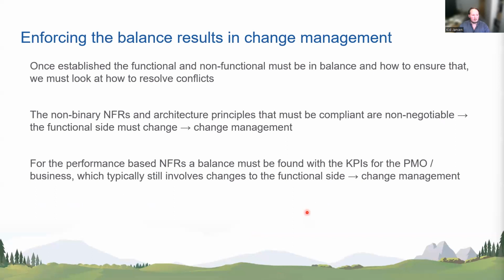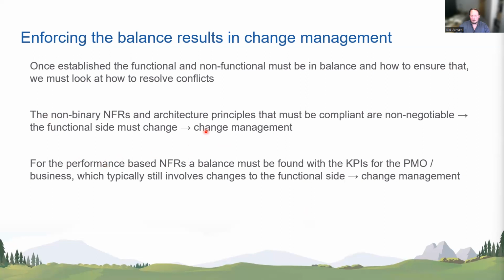So how do you enforce this balance? Yeah, so what I mentioned earlier, many of the binary NFRs and architecture principles must be non-negotiable. So you have to be compliant. You must be compliant on that side. I think there's an error; it should be binary, not non-binary.